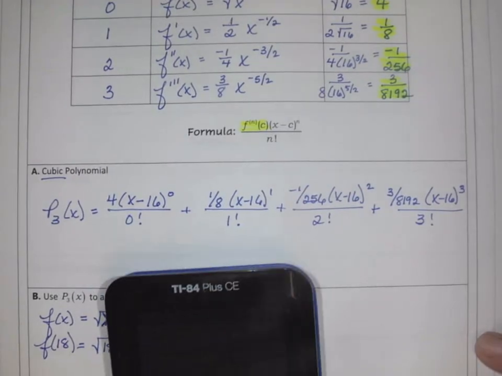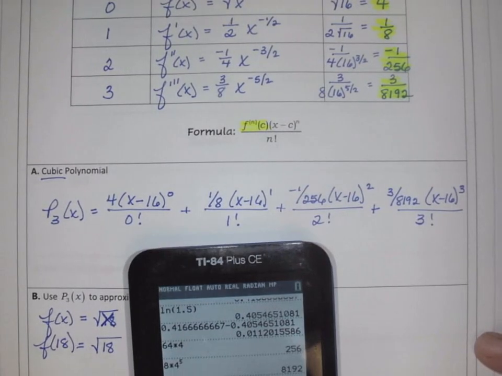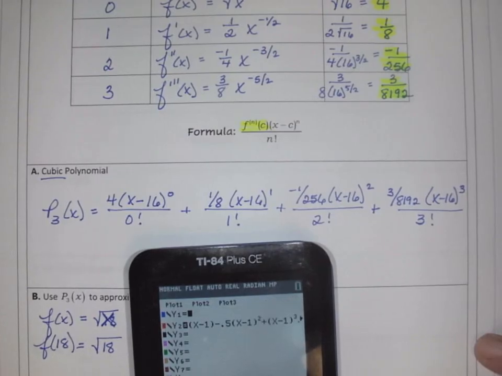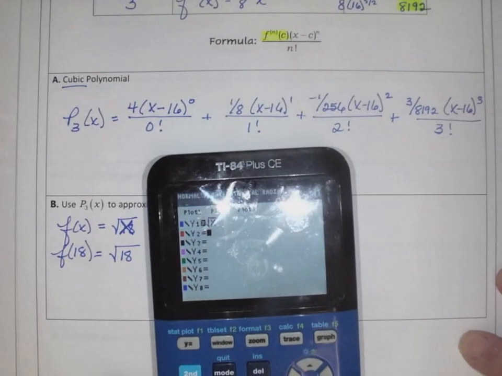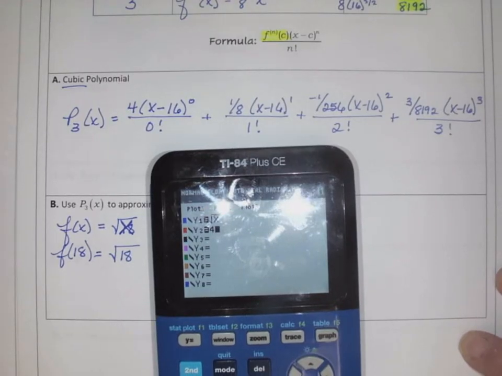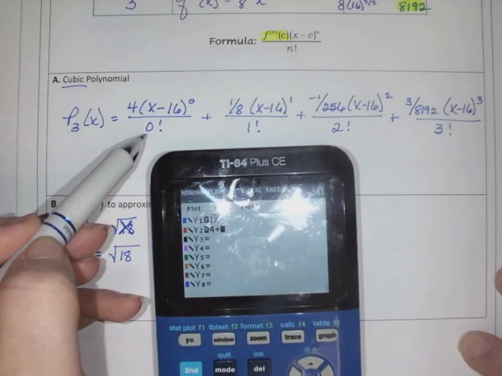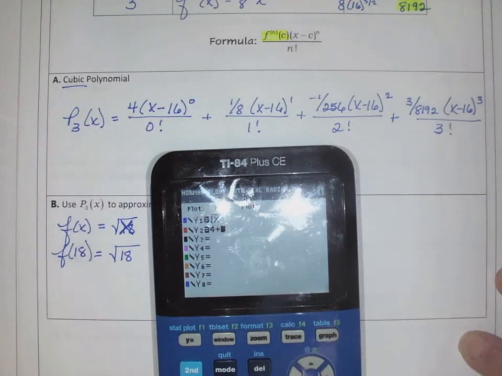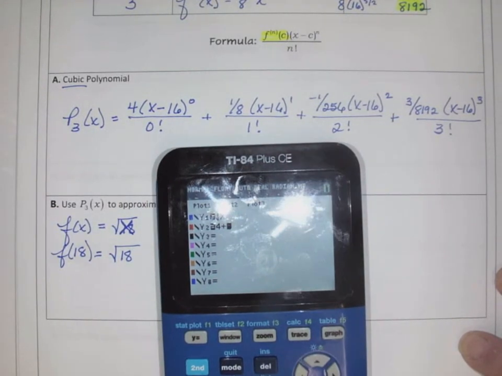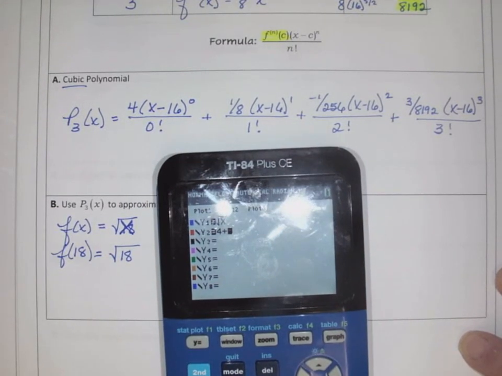So I am going to put this polynomial into my y equals. So let me clear out what's there. I'm going to put the square root of x into y1, and then to y2, I'm going to put a 4 plus, because x minus 16 to the 0 and 0 factorial, that's all 1. So plus, I'm going to do x minus 16, let's see, I'll do a fraction.